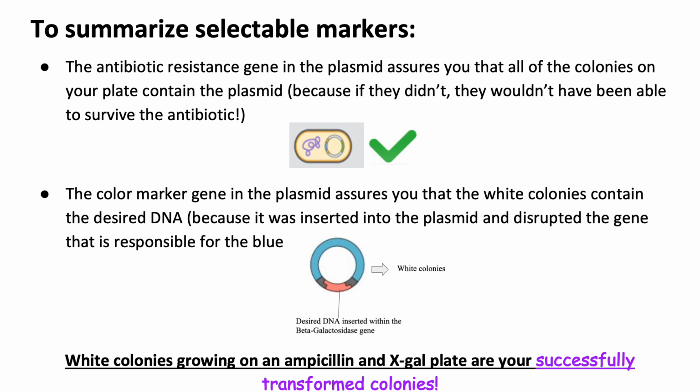So to summarize selectable markers, the antibiotic resistance gene in the plasmid assures you that all of the colonies on your plate contain the plasmid, because if they didn't, they wouldn't be able to survive the antibiotic. And then the color marker gene in the plasmid assures you that the white colonies contain the desired DNA, because it was inserted into the plasmid and disrupted the gene that's responsible for the blue color. So in the end, your white colonies growing on an ampicillin and XGAL plate are your successfully transformed colonies.